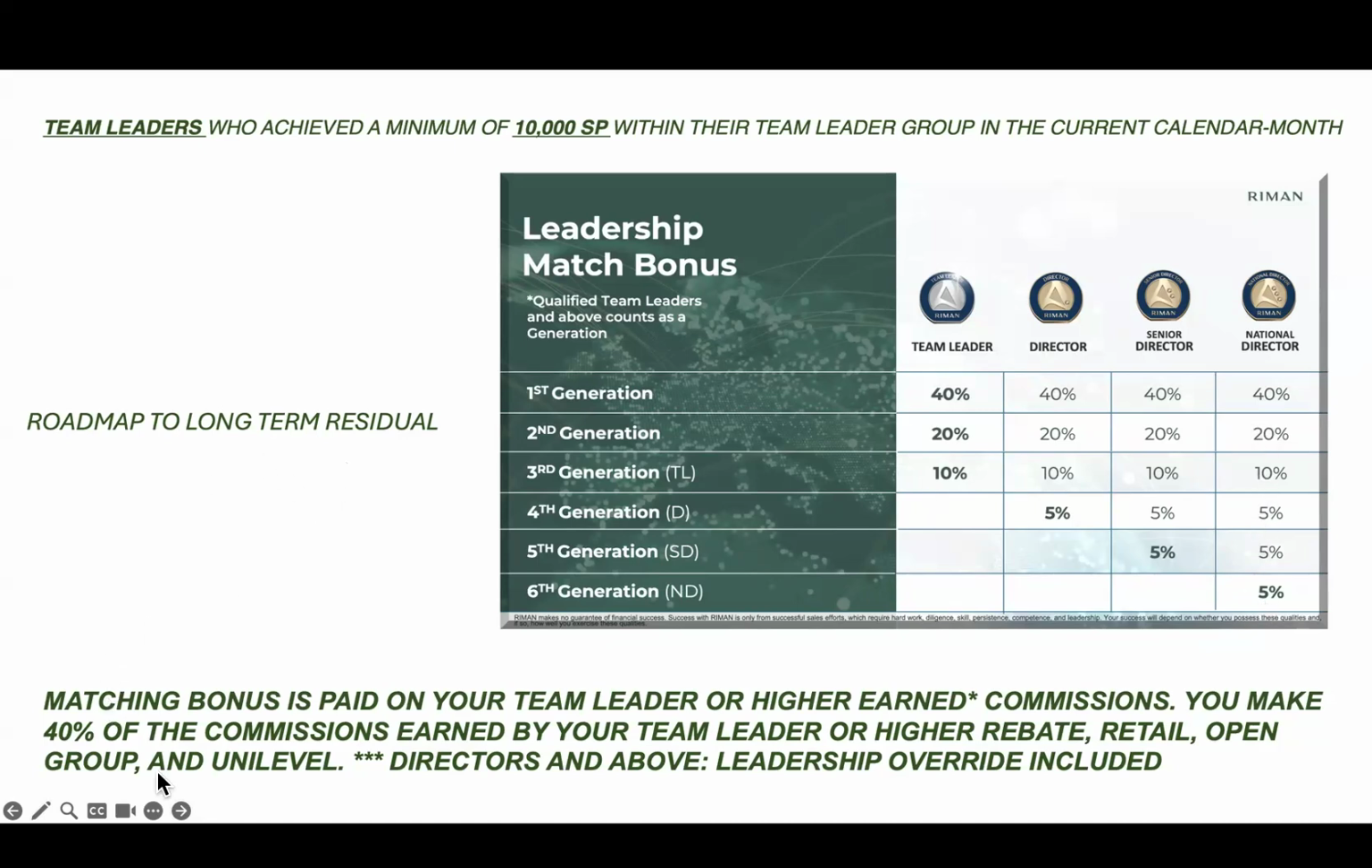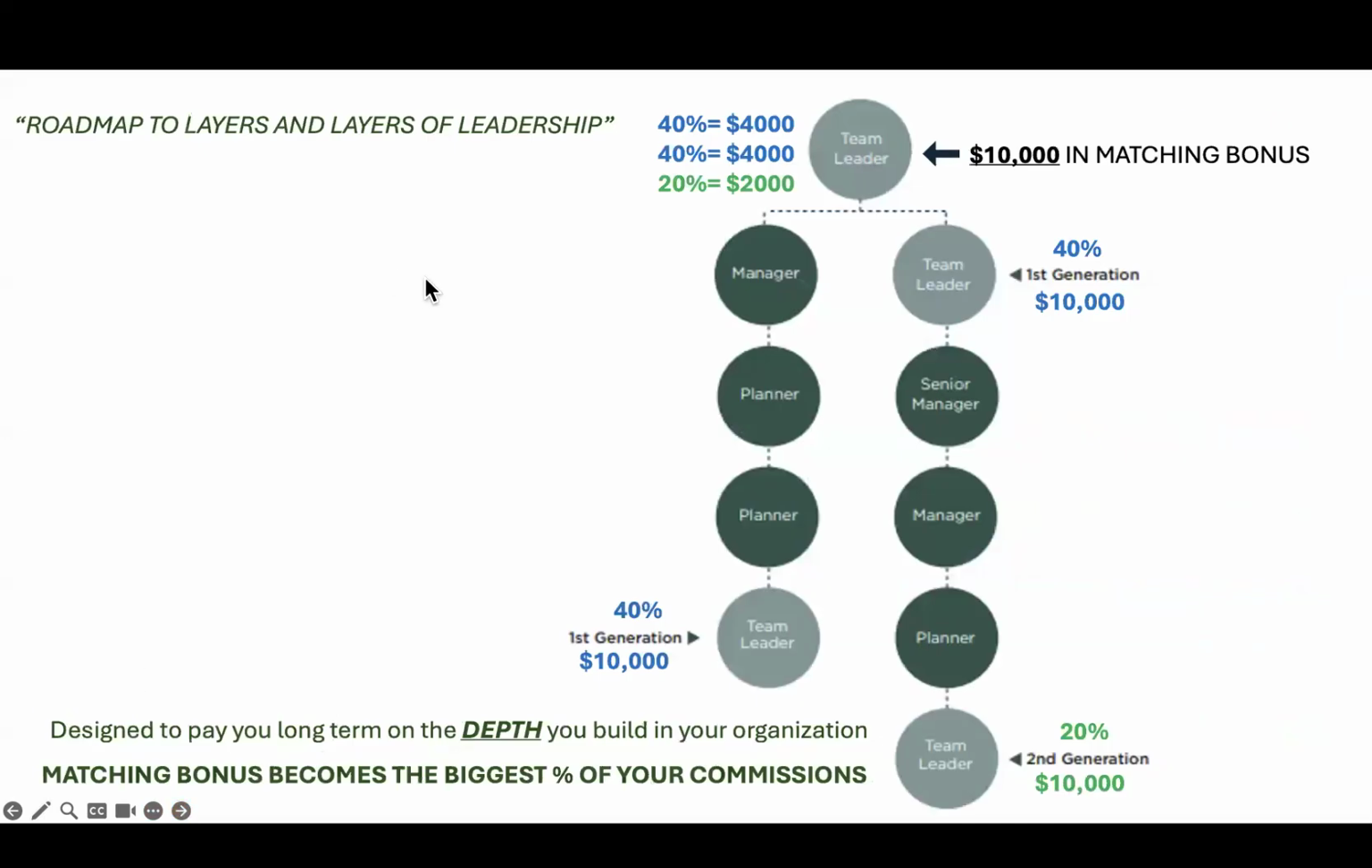Okay. So let me kind of show you how the leadership match works. This is literally a roadmap to layers and layers of leadership. This is designed to pay you long term on the depth of your business, on all your legs. Matching bonus becomes the biggest part of your commission. My matching bonus commission is the biggest portion of my income right now. And this is what becomes pretty much the long-term residual income where you set it and forget it and you get paid. Why? Because think about it.